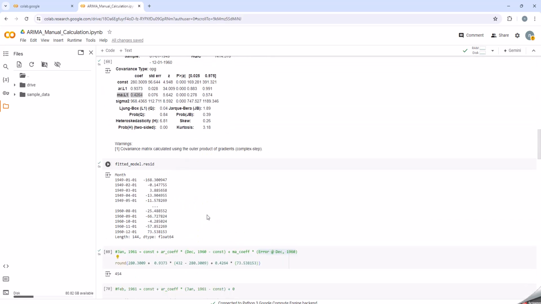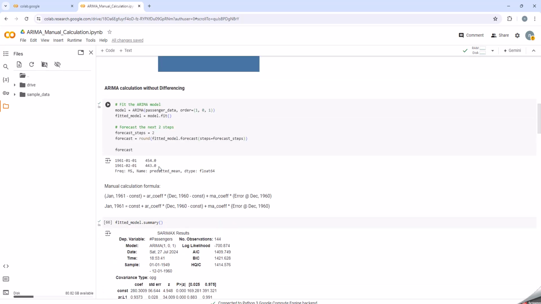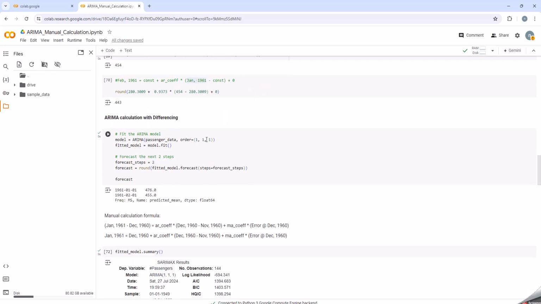During the calculation of the February 1961 forecast, the moving average part will be 0, since the error made during the prediction of January 1961 value is still unknown. Therefore, the forecast of February 1961 will be only dependent on the value of January 1961. We can observe that the manual calculation result is the same as that of the ARIMA forecasted result for Feb 1961 as well. In the second scenario, we will make D equal to 1.